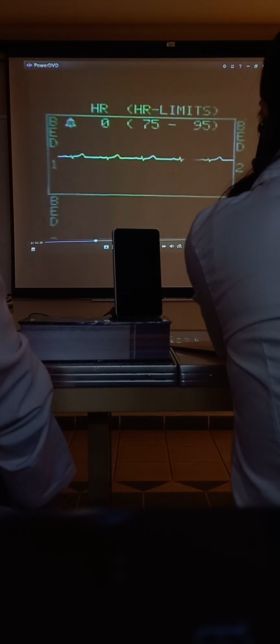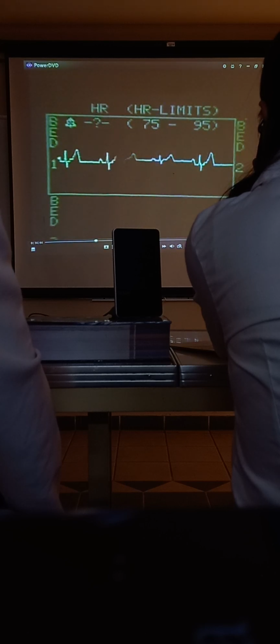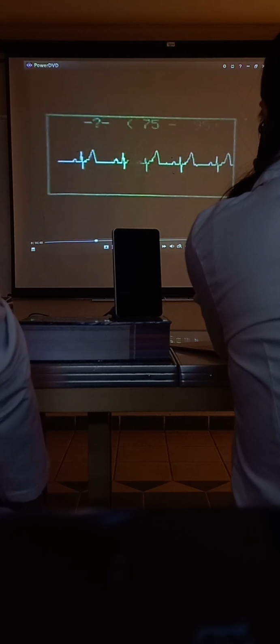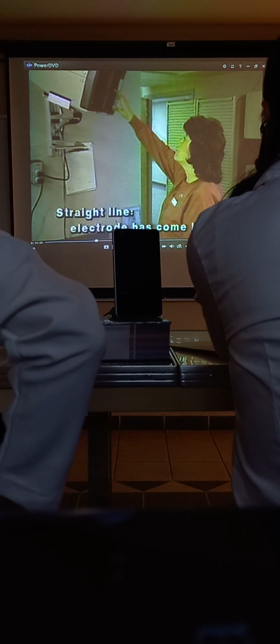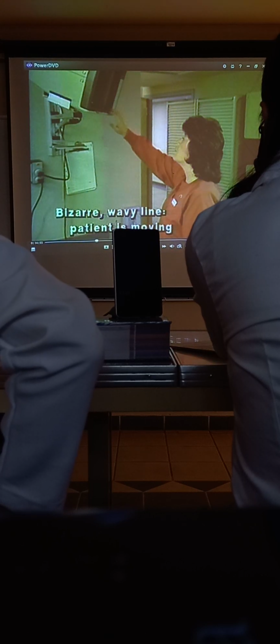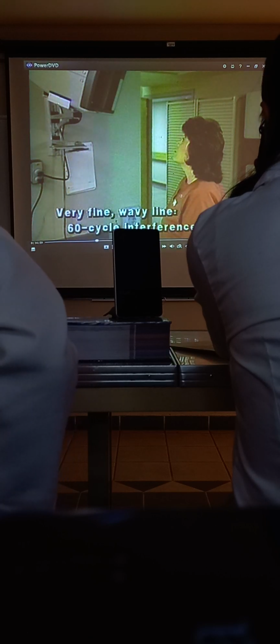Check the quality of the waveform on the monitor. Look for a prominent P wave. Check the amplitude of the QRS complex. It should be high enough to trigger the rate meter. Also look for any artifact in the waveform. You'll see a straight line if the electrode has come loose, a bizarre wavy line if the patient moves, and very fine wavy lines if there is 60-cycle or electrical interference. Make any necessary adjustments before running the baseline tracing of the waveform.